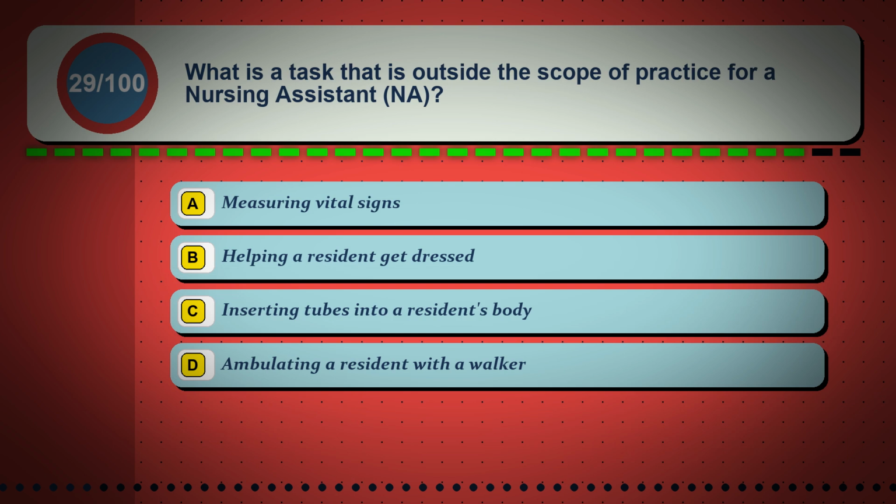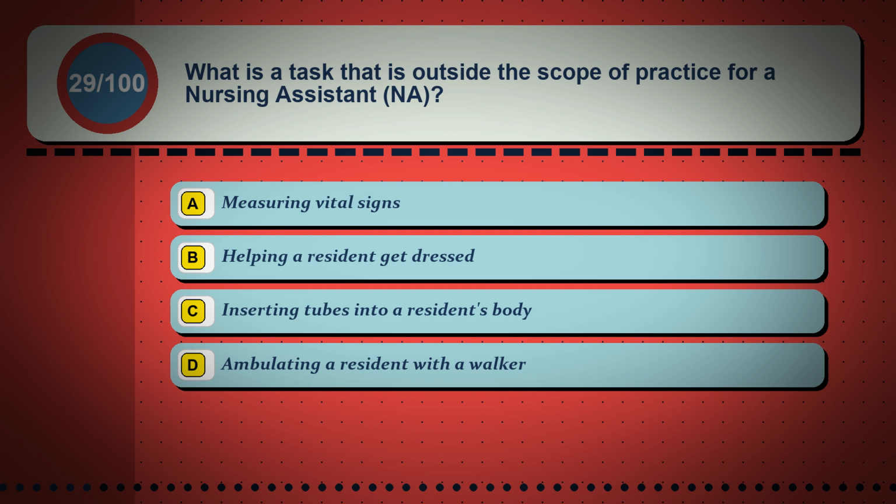Question 29. What is a task that is outside the scope of practice for a nursing assistant, NA? Option A. Measuring vital signs. Option B. Helping a resident get dressed. Option C. Inserting tubes into a resident's body. Option D. Ambulating a resident with a walker.